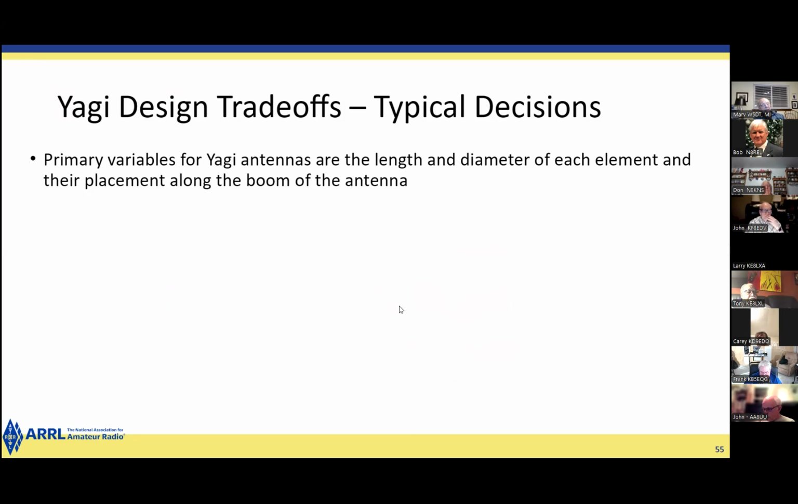And speaking to your questions about it, we're going to talk about some of the design trade-offs.